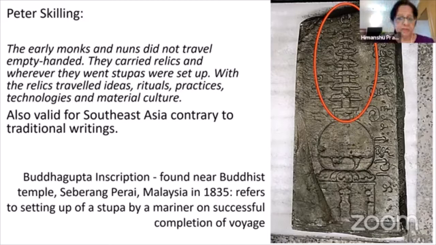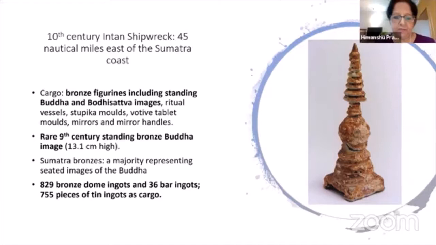So on the right-hand side, you see a stupa very similar to the Buddha Gupta inscription stupa that I discussed just now in the previous slide. It was found in the 10th century Intan shipwreck, which is located 95 nautical miles east of the Sumatra coast.